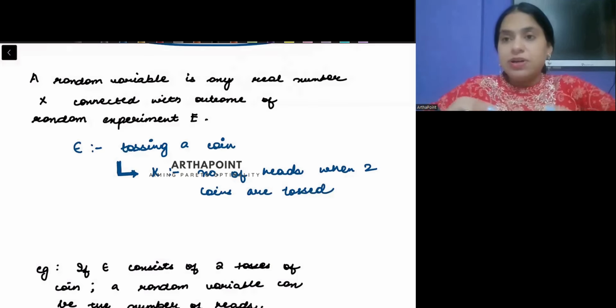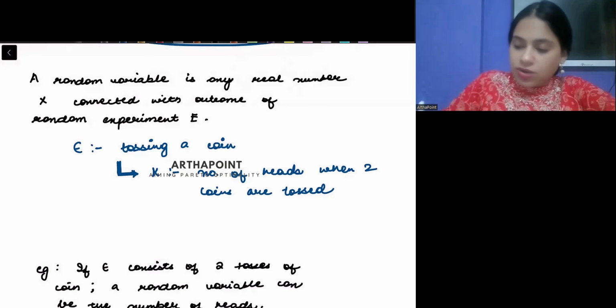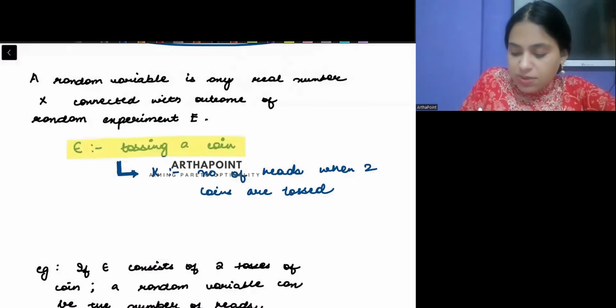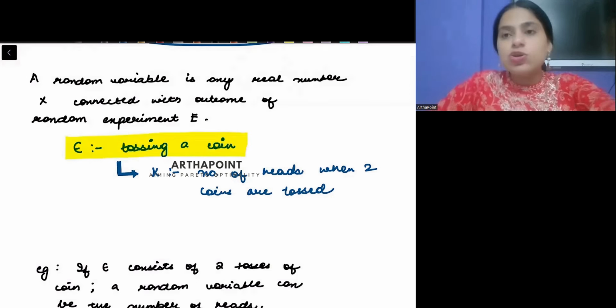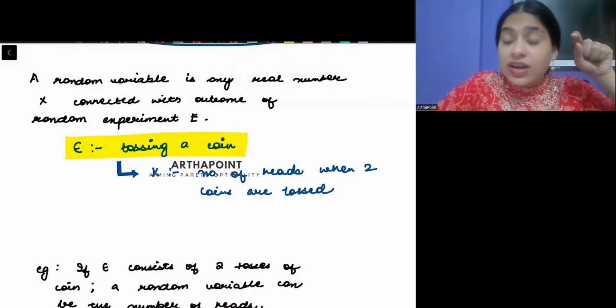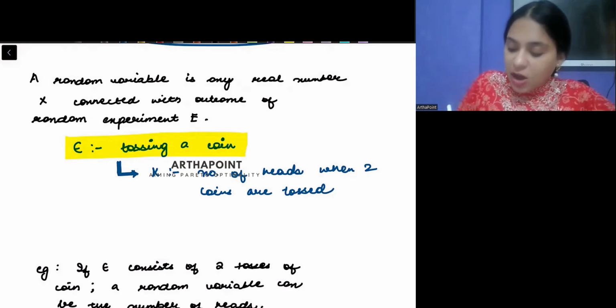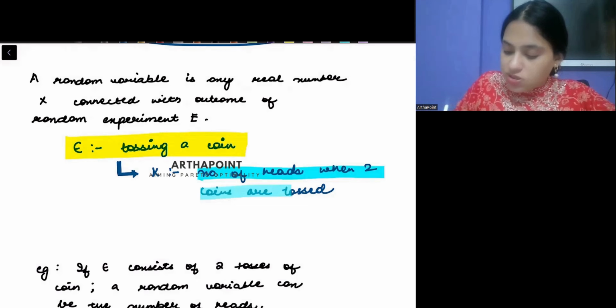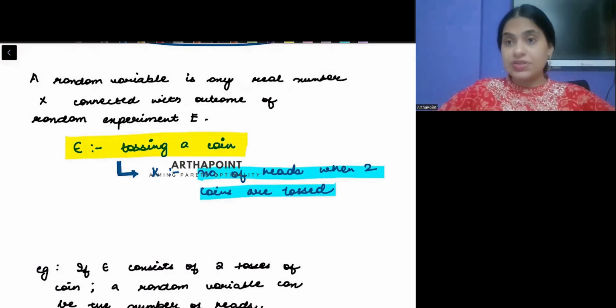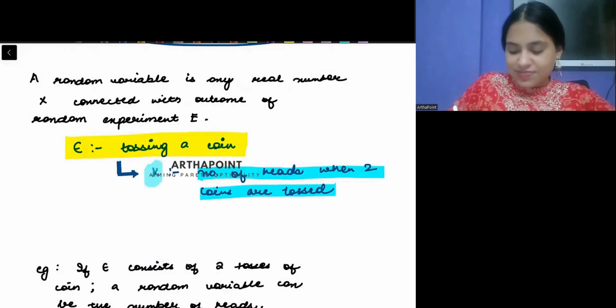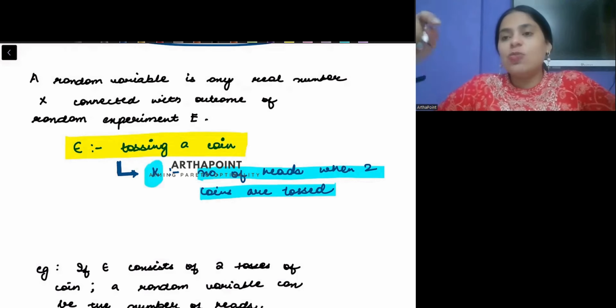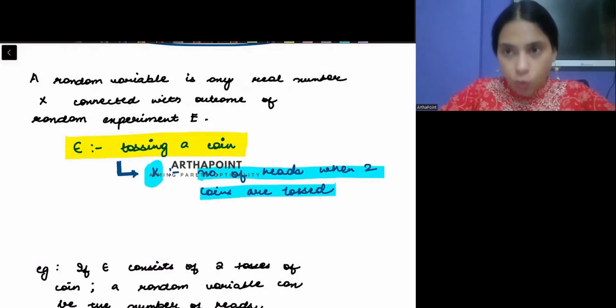जो मेरा experiment था, वो experiment क्या था? Tossing a coin. What was my experiment? My experiment was tossing a coin. And what is my variable here? My variable is how many heads I get when I toss two coins. So this variable x is my random variable. इसी को मैं random variable बोल सकती हूँ.